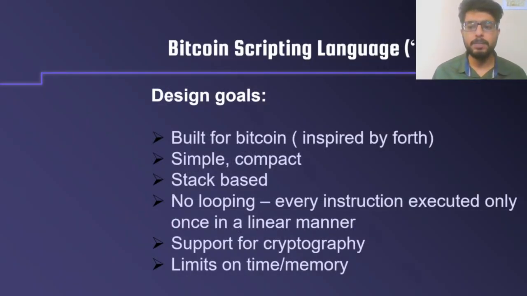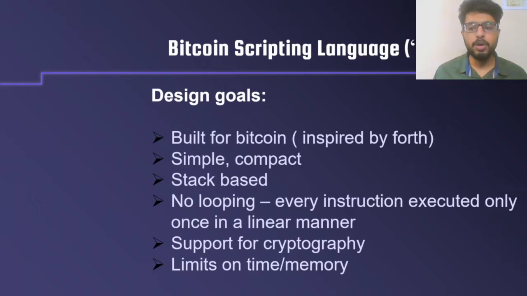So where did the scripting language come from? It doesn't really have any proper name. It's just called script, or you can call it the Bitcoin scripting language. It was built specifically for Bitcoin. It is most inspired by the language called Forth, which is an old stack-based programming language. But you do not need to understand Forth to understand Bitcoin scripting.